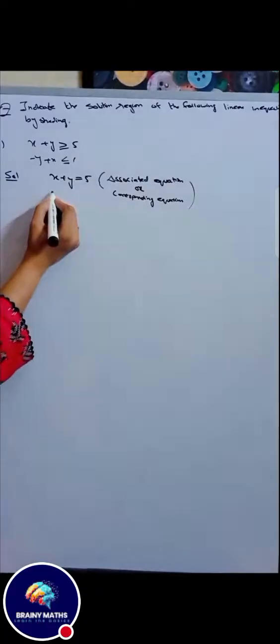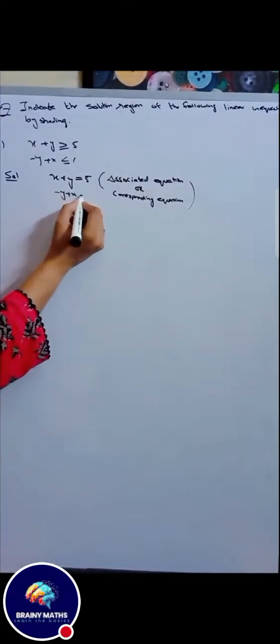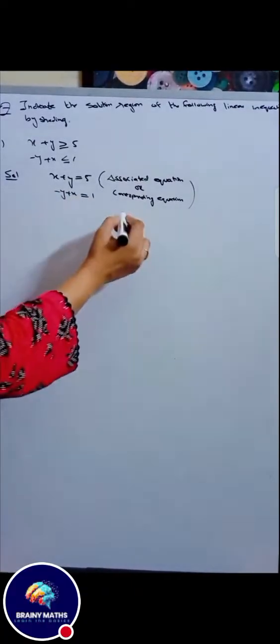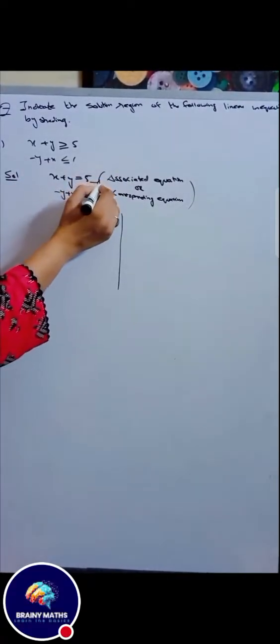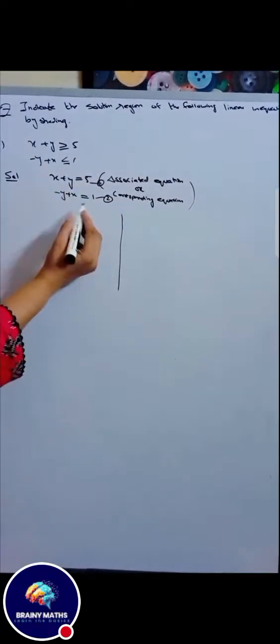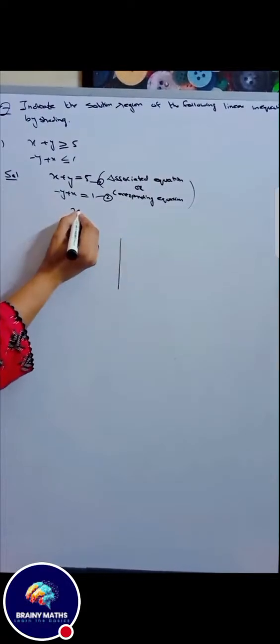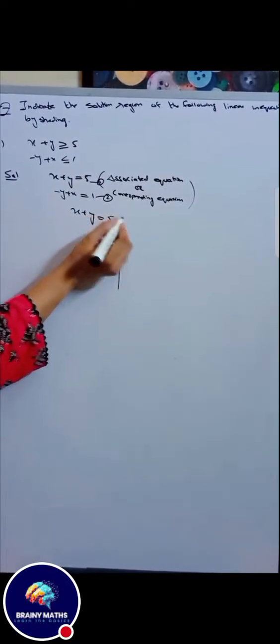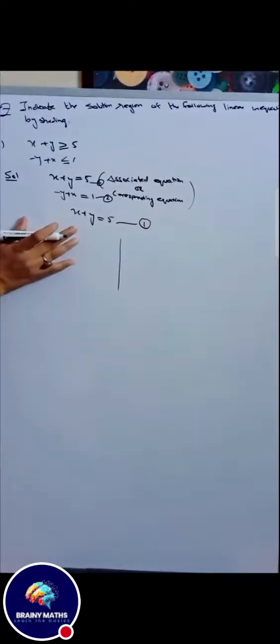Next is minus y plus x equals 1. Ready? We can see this is equation number 1 and this is equation number 2. It's up to you. Now first we solve equation number 1, x plus y equals 5. We are solving it first.